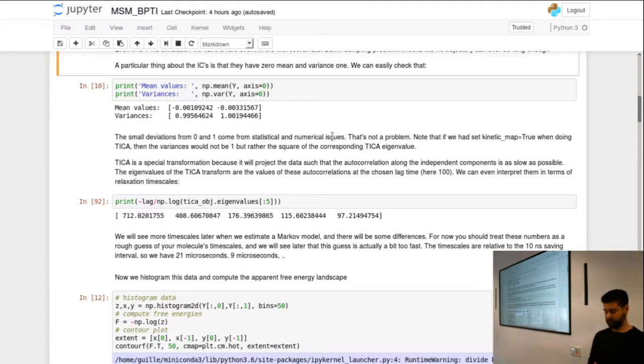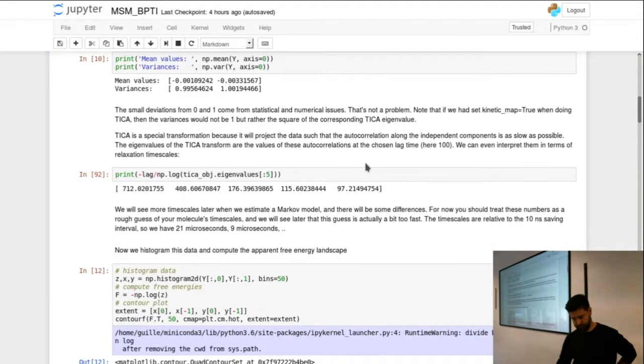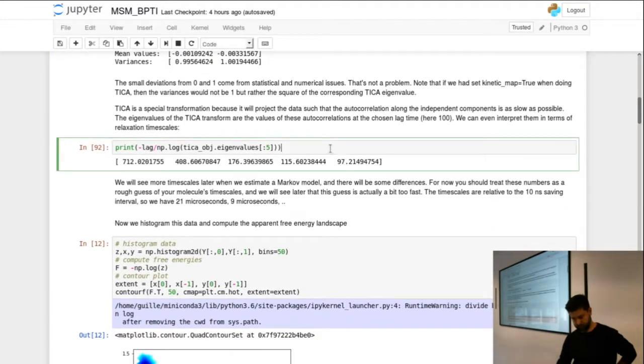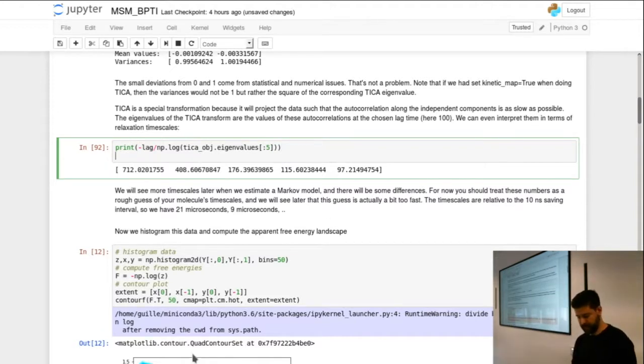Martin? The computation of the time scales, like this lag divided by the log of the eigenvalues, I think you can directly compute this out of Deeptime. Like the TICA timescales. TICA now does have it? Yeah, I think so. You've added it. Come with this. Did I write that?